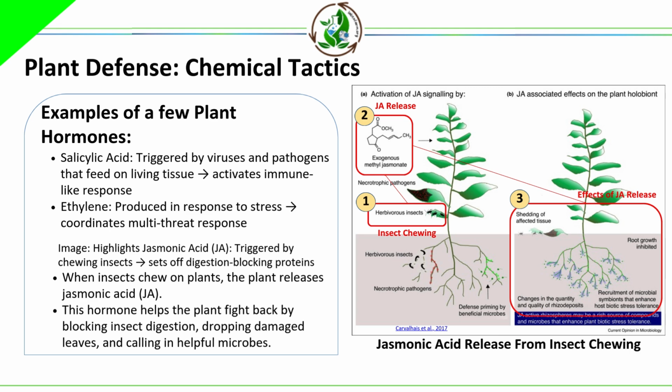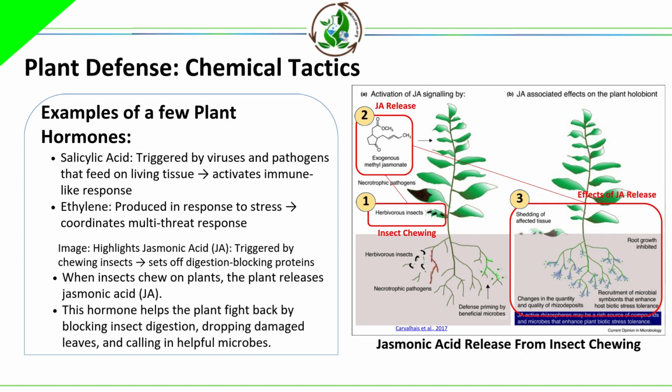Salicylic acid, or SA, plays a different role. It's activated when pathogens like viruses or fungi attack. Think of it as boosting the plant's immune-style defenses, helping cells shore up their walls and slow the spread of infection. Then there's ethylene, a general stress hormone. Whenever the plant faces multiple threats at once, maybe heat stress and a pathogen, or an insect in drought, ethylene helps coordinate the whole response so the plant doesn't waste energy reacting in the wrong way.